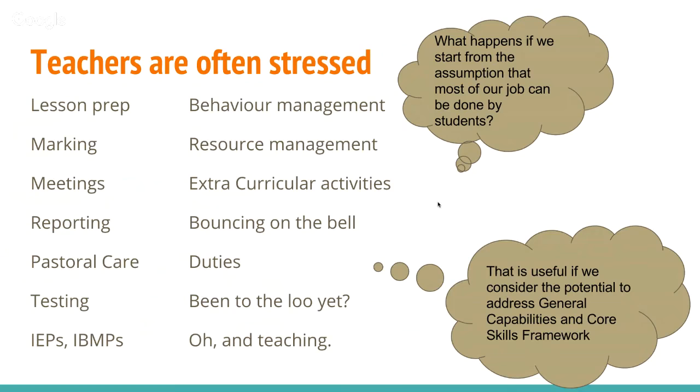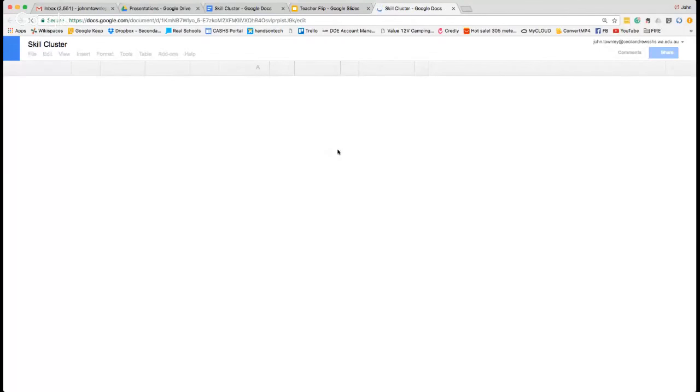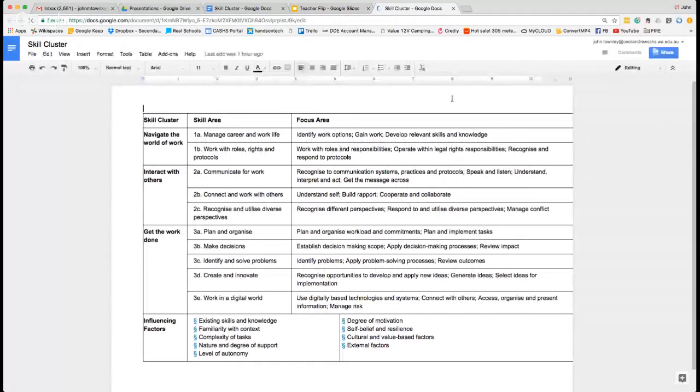I think it is useful if we look at the general capabilities and the core skills framework, so the Australian Core Skills Framework, which you can access here, and the skills clusters illustrate it pretty well. I'll just zoom that in a bit.